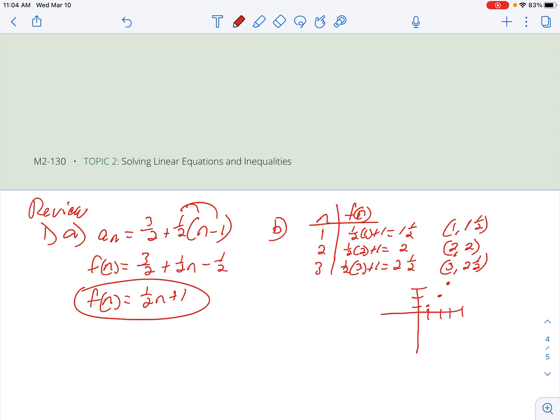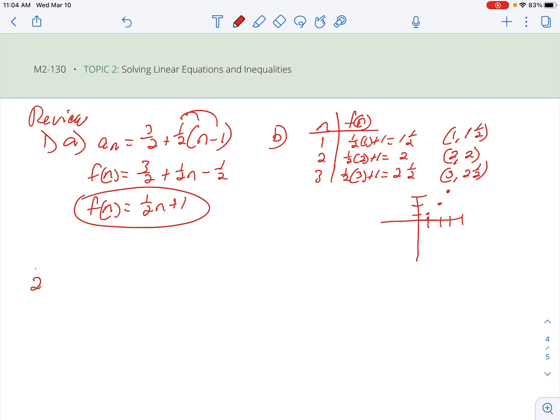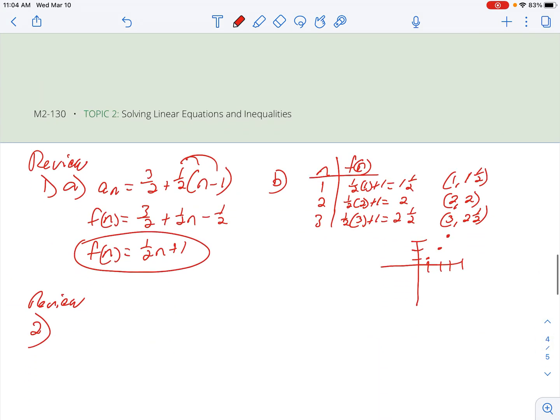All right, number 2 on the review. Joan received $100 gift cards. Each time she buys a new song, it costs $1.29, and she has already bought 10 songs. Write an inequality that models the situation. Okay, so we can't go over $100. So when we buy all this stuff, we can't go over $100. We could spend exactly 100, but we can't go over that.